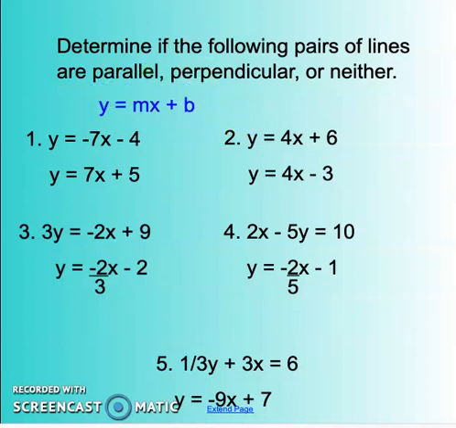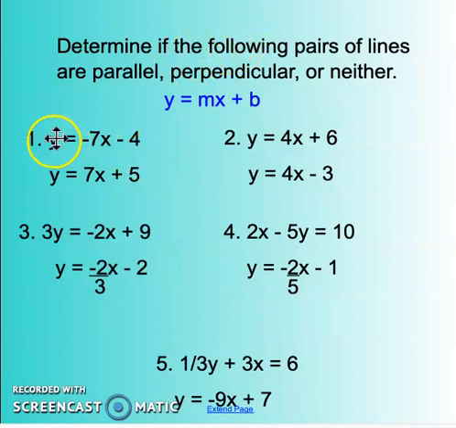So we need to make sure that all of our lines are in slope-intercept form before we can even determine if they have the same slope or opposite slope. Or maybe neither one of them. So then we may have to just say they are not parallel or perpendicular. Okay.